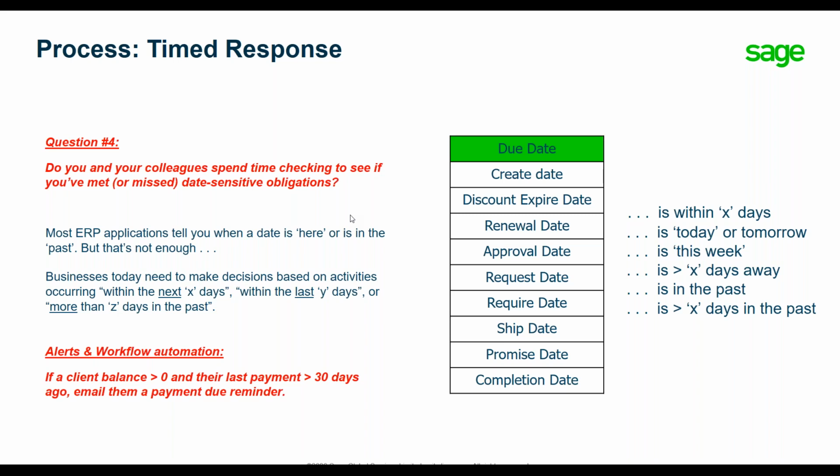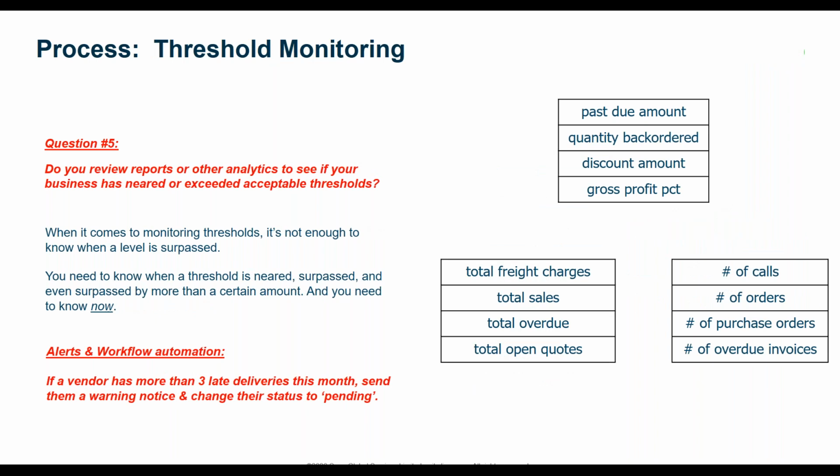So anything that you're changing that's date specific, that's within the data coming in or within the data that you've set up within Sage, we're going to monitor everything against those dates to make sure that you're meeting those time responses. And then threshold monitoring. Do you have different things that you review in reports and analytics to see if your business is exceeding acceptable thresholds?